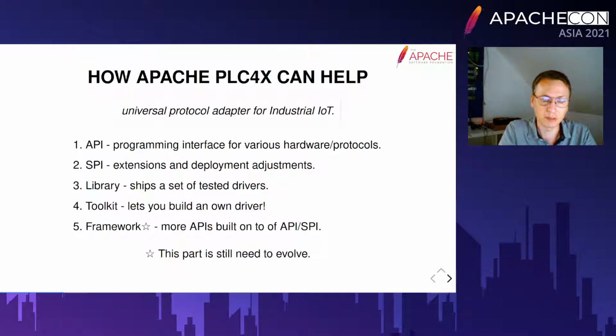And the fifth point, which is still forming, is a framework. Apache PLC4X and some parts of the APIs can be used to build rich applications which not only access industrial equipment, but can discover it, can configure themselves, and build a lot of additional functionality on top of the mechanism shipped by it.